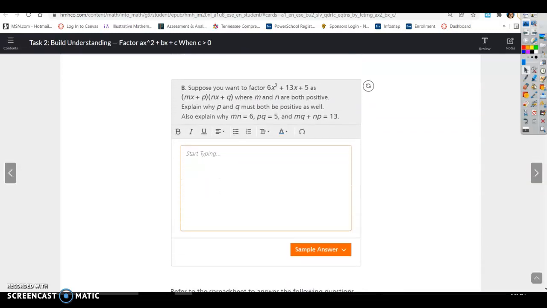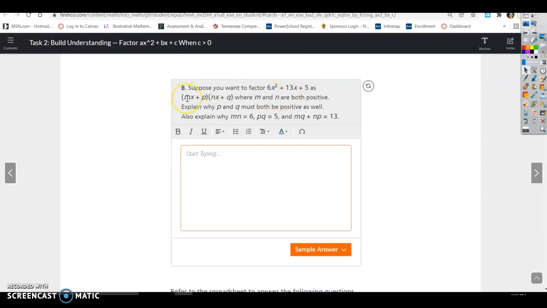All right, so it says, suppose you want to factor 6x squared plus 13x plus 5 into the form they showed above, where m and n are positive, and then wants to know why p and q must also be positive. All right, so if 6 is positive and 5 is positive, then it just stands to reason that 13 is going to be positive as well.